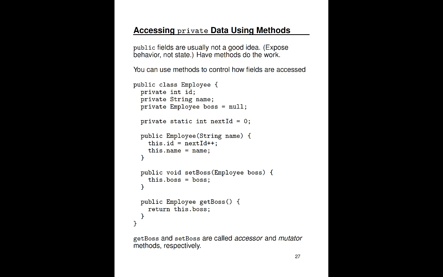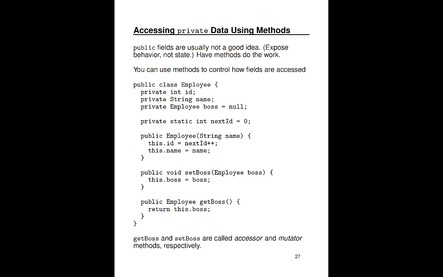So here is an example of a class called Employee. And it has a mixture of both instance fields and class fields. So we start out with three instance fields. And you know they're instance fields because they do not have the keyword static. You have an ID field in the Employee of type int. You have a name of type String. And then you have a boss. So this Employee refers to another Employee. And it has an initial value of null.